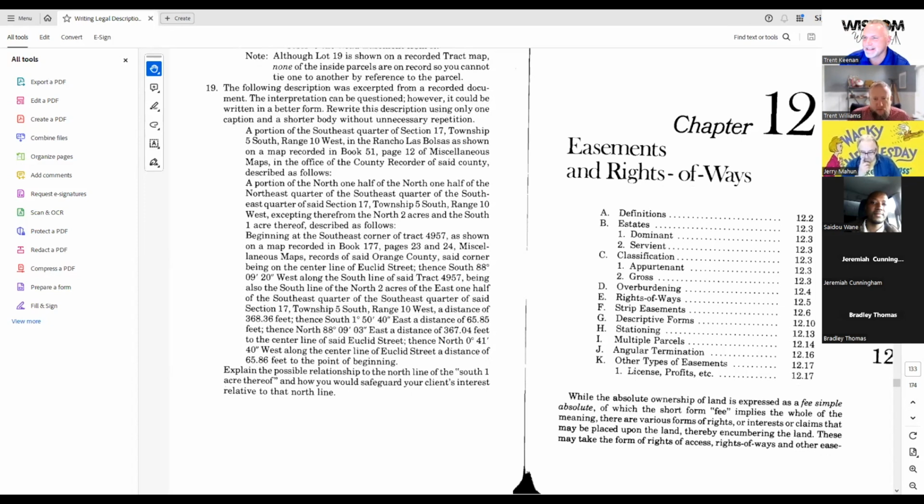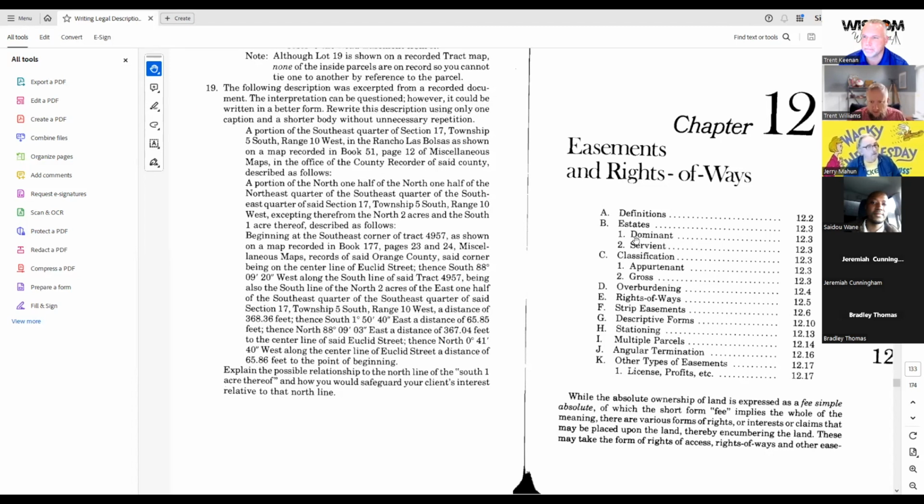So last three chapters here, a lot of this is a continuation of what we've talked about already as far as writing descriptions and how we do that. But now we're going to look at very case specific stuff. So for example, chapter 12 is easements and right of ways, and he talks about land ownership and then what an easement is.